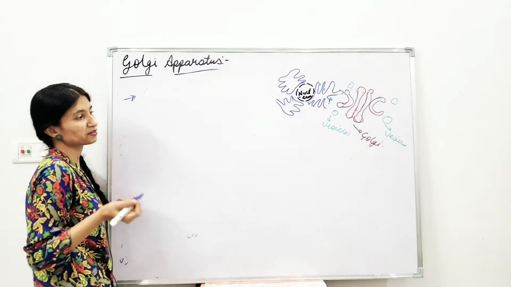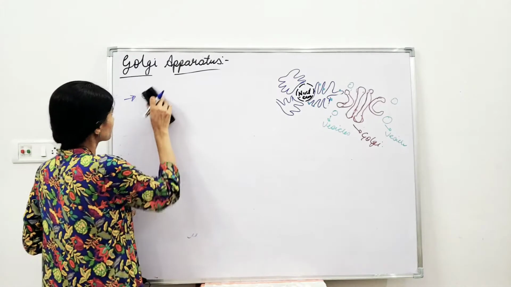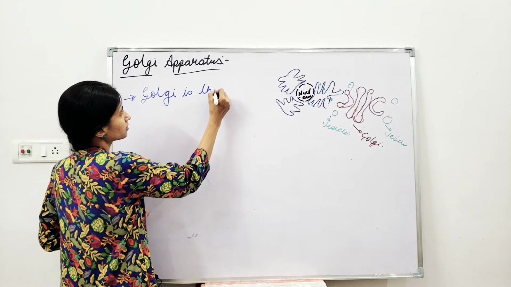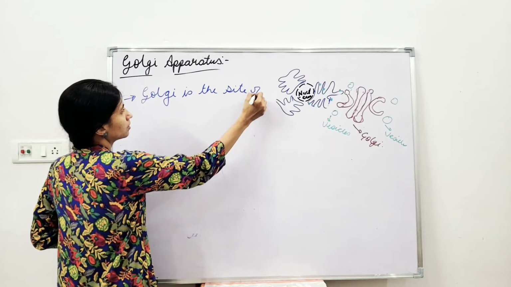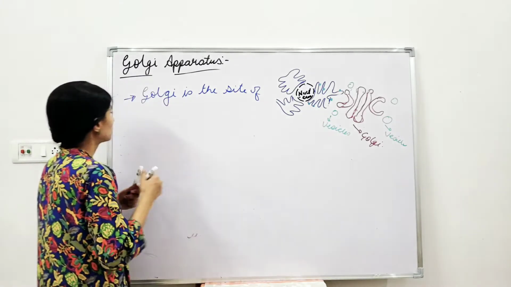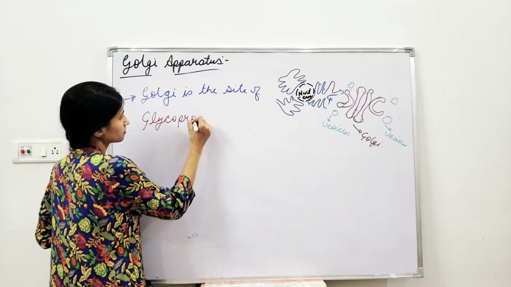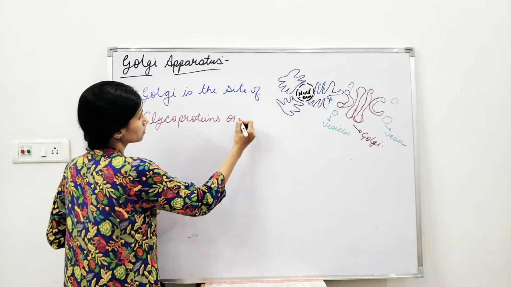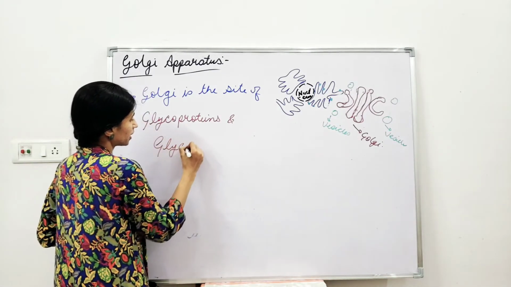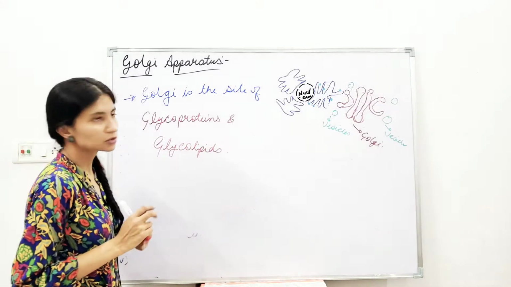Okay, so the proteins that have been modified or the lipids that have been modified will be called glycoproteins and glycolipids. So we can say the Golgi is the site of glycoproteins and glycolipids. Alright, so this is all about the Golgi apparatus.